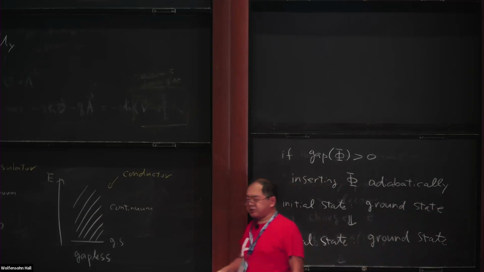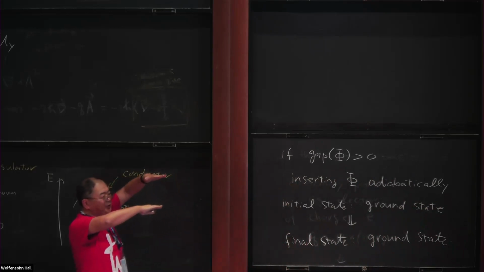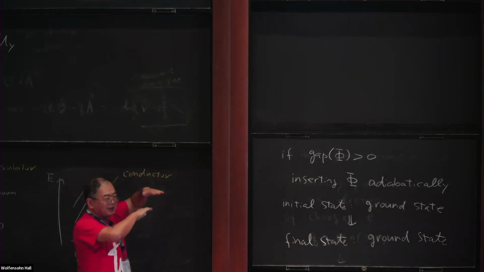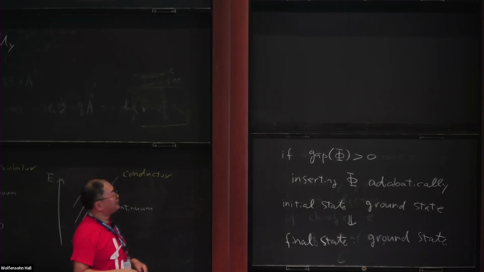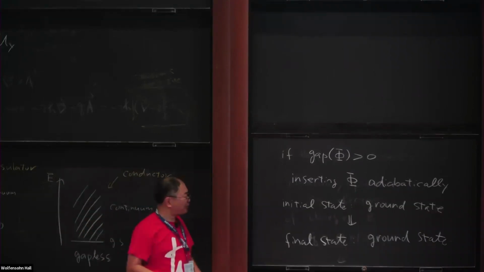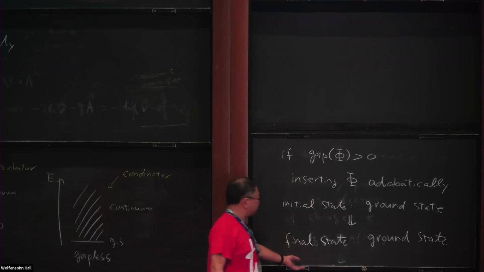This is just a consequence of the adiabatic theorem. If the gap is always open, and if you change the parameter, in this case the flux, very, very slowly, then you just follow the ground state. So if you start from the ground state, then after insertion of a unit flux quantum, you must end up with the ground state.